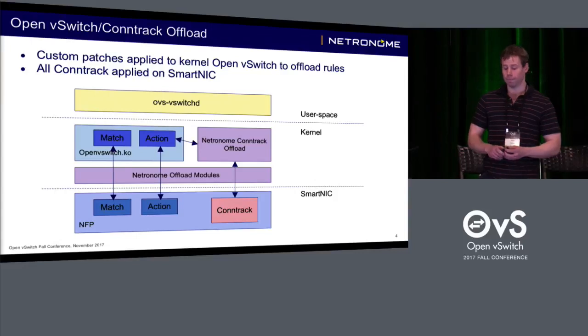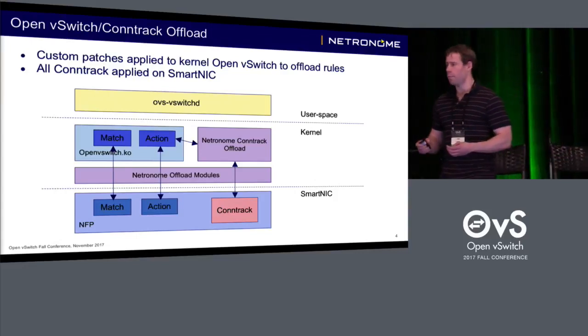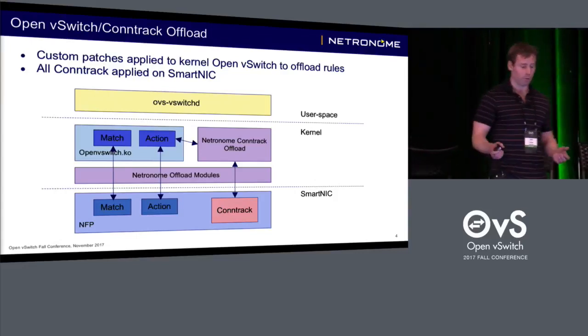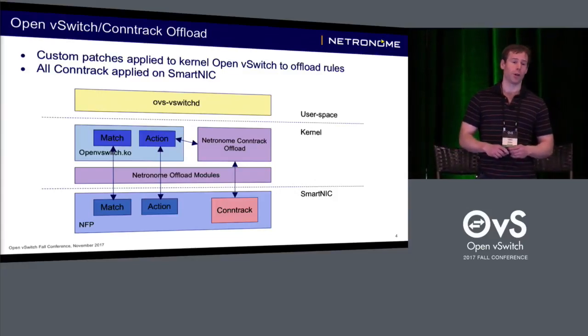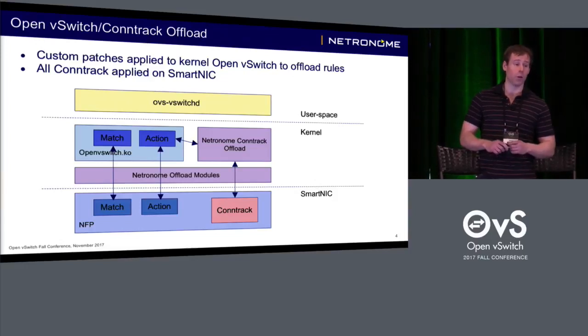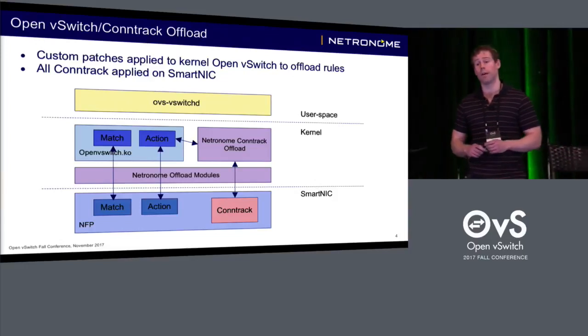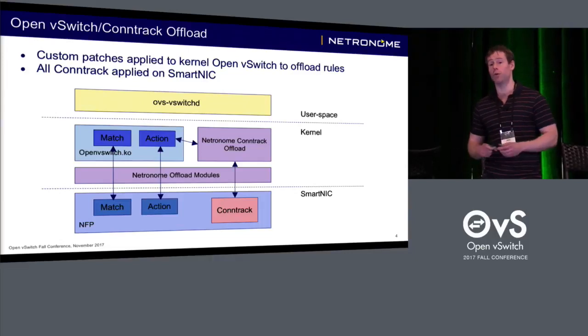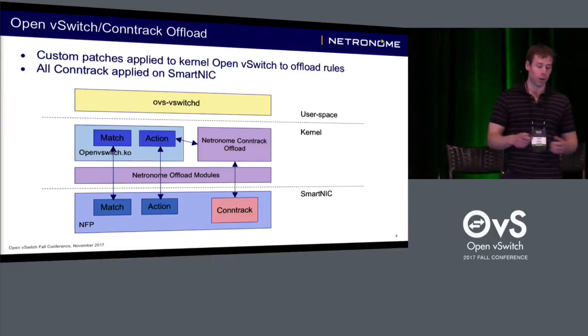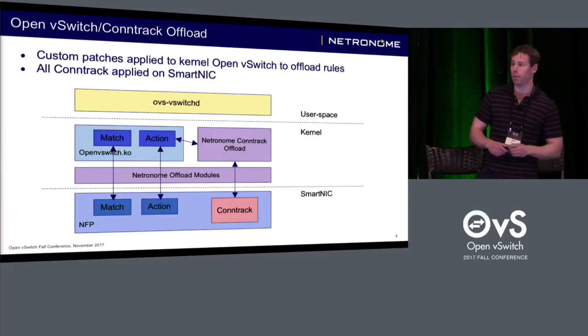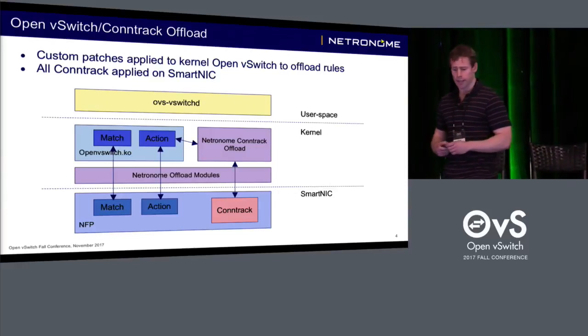kernel as per normal. So a problem with this view is that firstly we have to create our own custom kernel module that we insert in here to steal the Conntrack packets, as it were, and also to offload the rules in general. We have to apply our own patches to the Open vSwitch kernel module, recompile and load the new updated kernel module, which again isn't ideal.